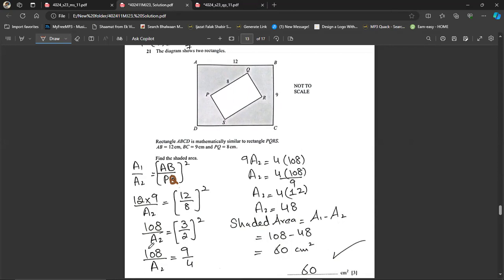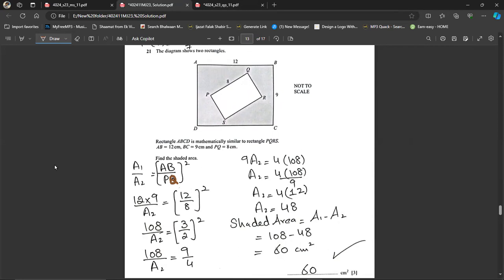This area 12 into 9 is 108. So A2 is equal to 4 into 108 divided by 9. So that is 4 into 12, that's 48. Now I know the area of this small rectangle is 48, and the area of this big rectangle is 108. From the big rectangle, subtract the area of this small rectangle. The remaining will be the shaded area. So that is 108 minus 48, so that's 60 centimeters square.